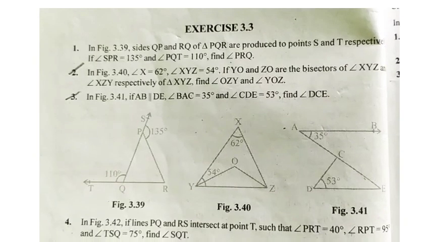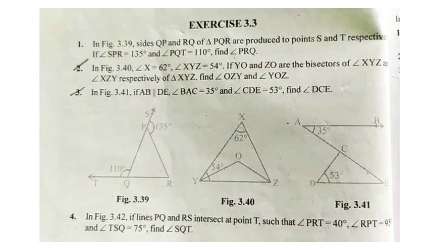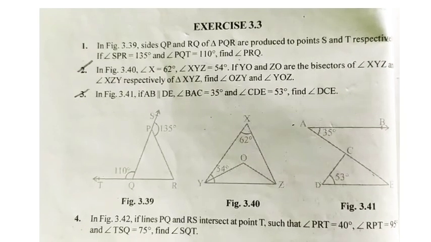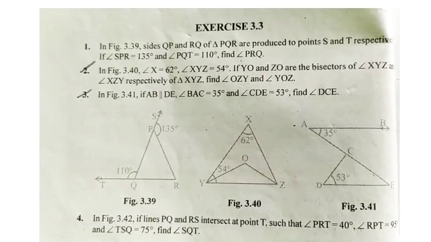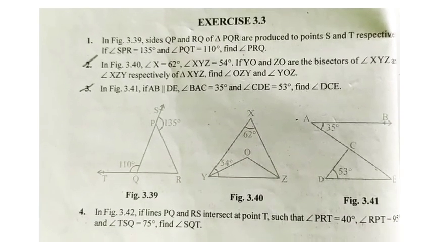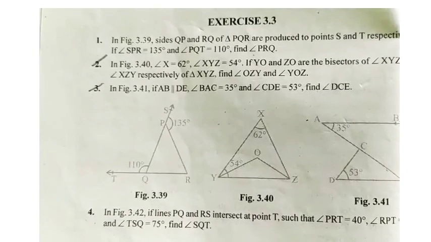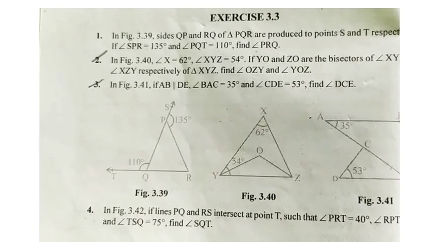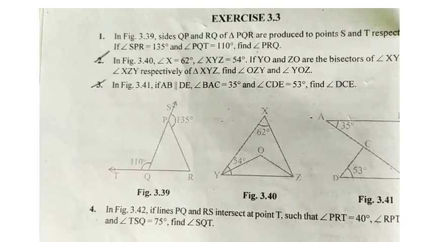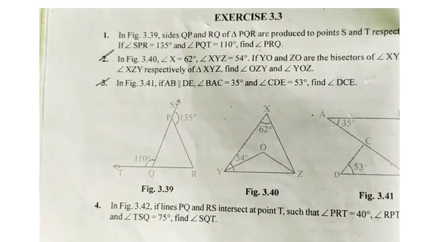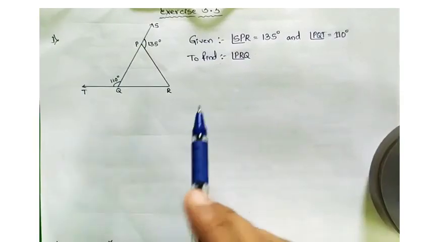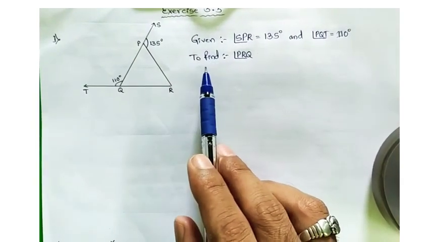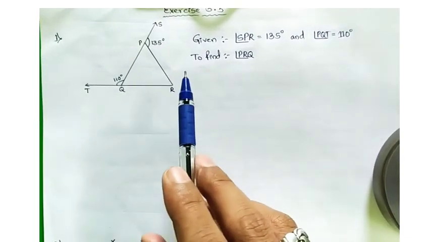Now coming to the exercise 3.3, here they given figure, that is 3.39. Just you observe, sides QP and RQ of triangle PQR are produced to points S and T respectively, and if SPR is 135 degree angle and angle PQT is 110 degree, we have to find that PRQ. Let's do this one. Okay, redraw the diagram and write the given first, and we have to write the to find also. So for these steps you will get the marks.